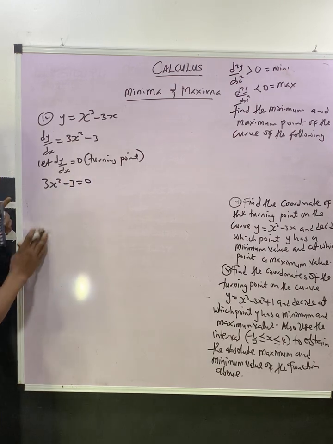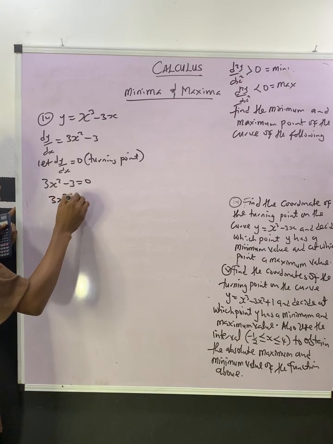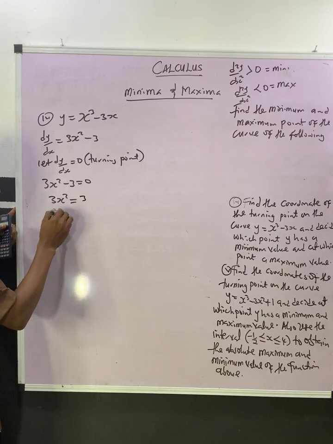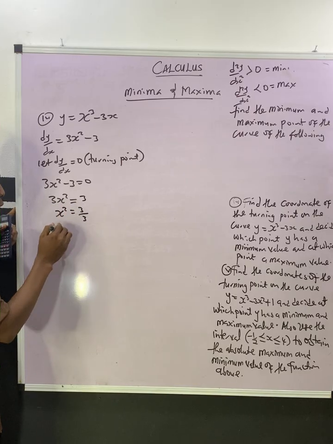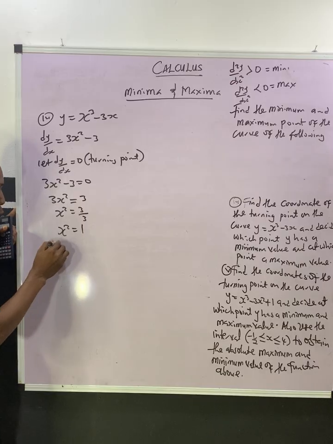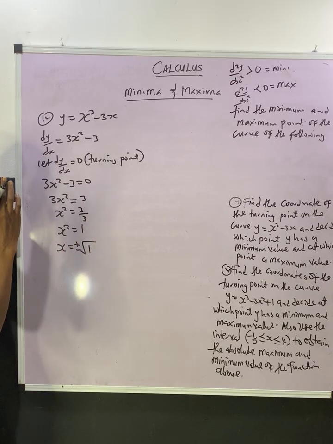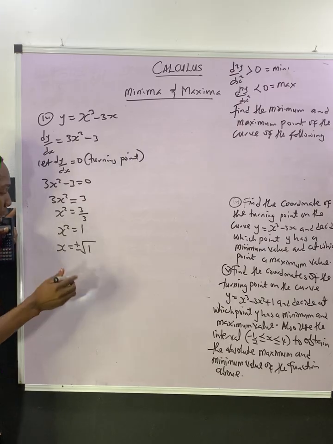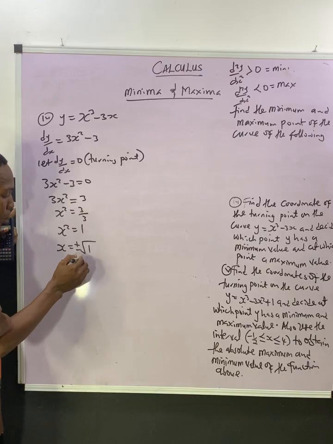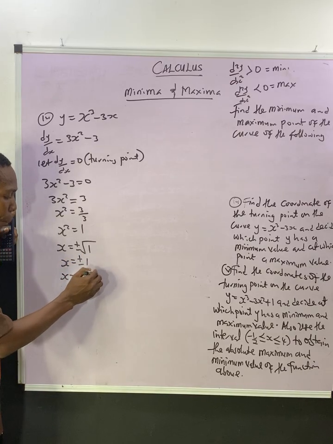We are looking for x, so your 3 can cross over to the other side. We have 3x squared equals 3. So our x squared will be equal to 3 over 3, which is 1. So you look for the square root. Our x is equal to plus or minus the square root of 1. The square root of 1 is 1. So our x is equal to plus or minus 1. It simply means that x is equal to 1 or minus 1.